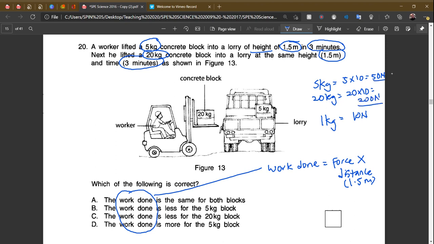So since the force is already different, of course in the end the work done will be different, and definitely 20 kilogram will be more. So the work done is less for 5 kilogram because the mass is less, therefore the final force is also less. Therefore the answer is B.